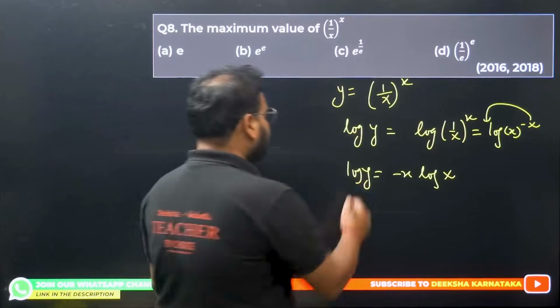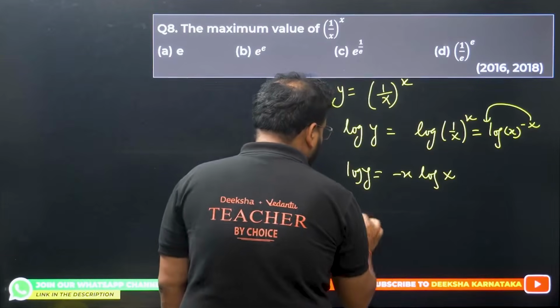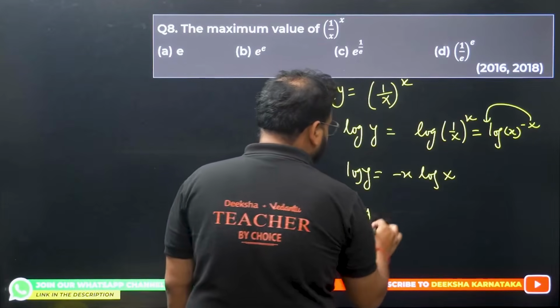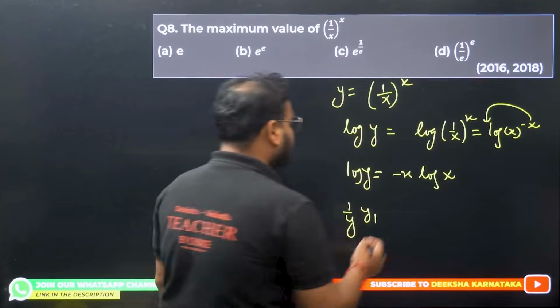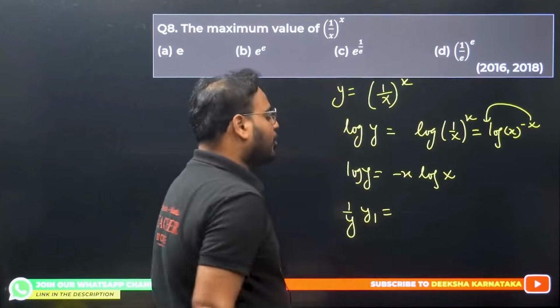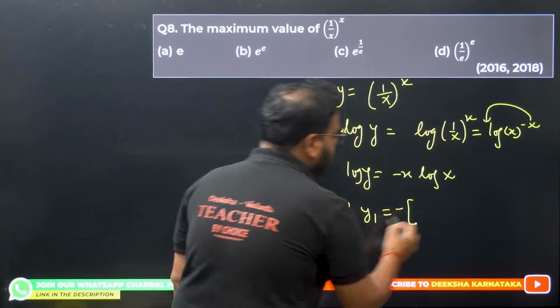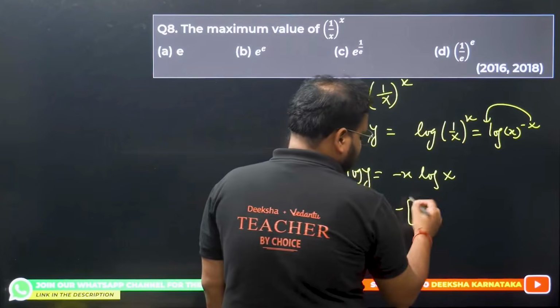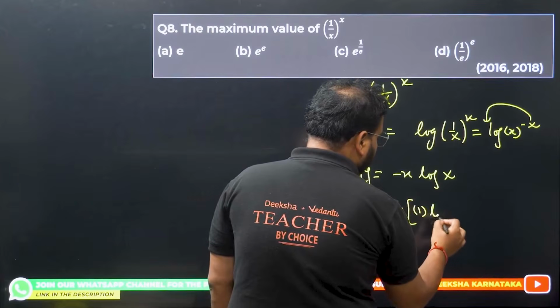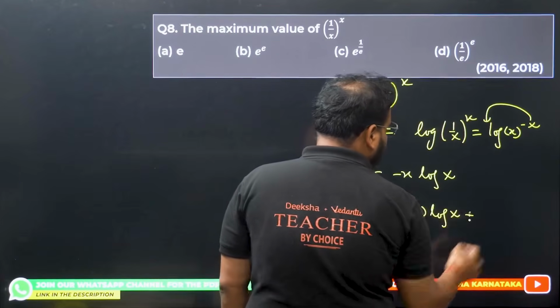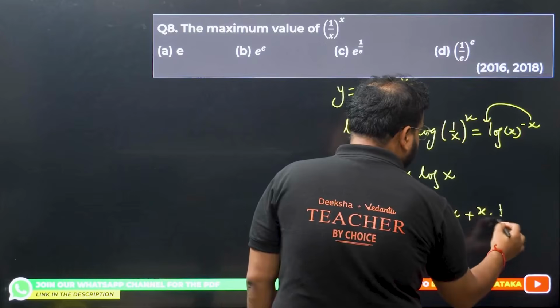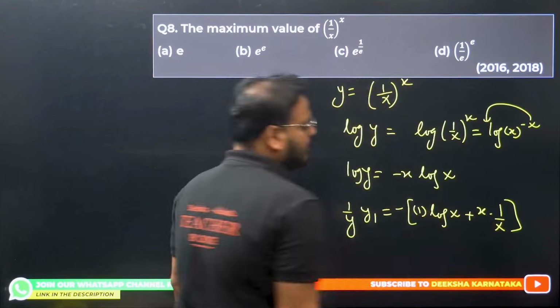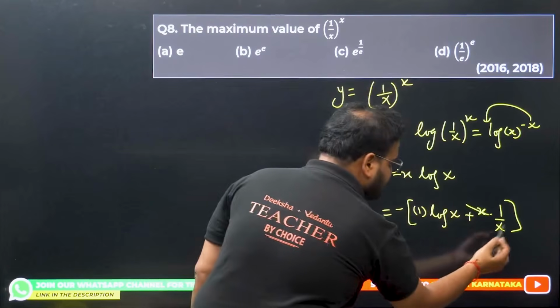Differentiate. So you'll get here 1 by y times y1, which is the derivative of y. And this will become what? I have to use the product rule over here. Keep the minus sign outside. And over here what I'll get? I'll get this x as simply 1, so 1 times log x. Plus sign will come. x as it is times 1 by x. Derivative of log is 1 by x. This x and this x cancel.